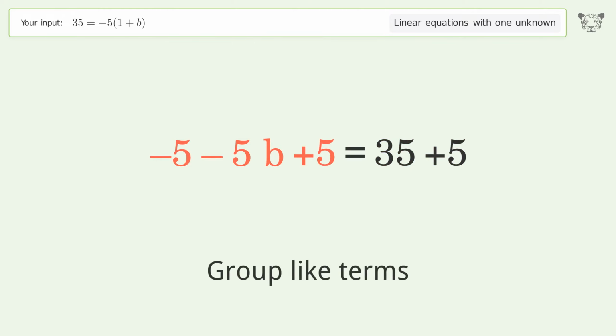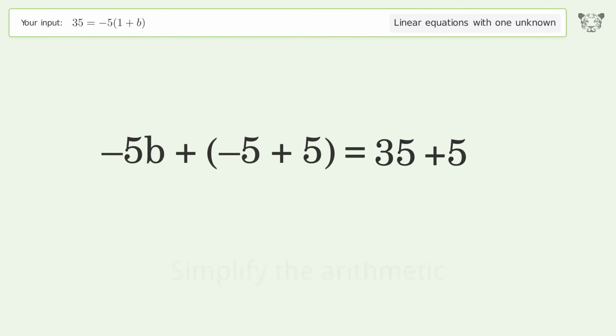Group like terms. Simplify the arithmetic. Isolate the b. Divide both sides by -5. Cancel out the negatives.